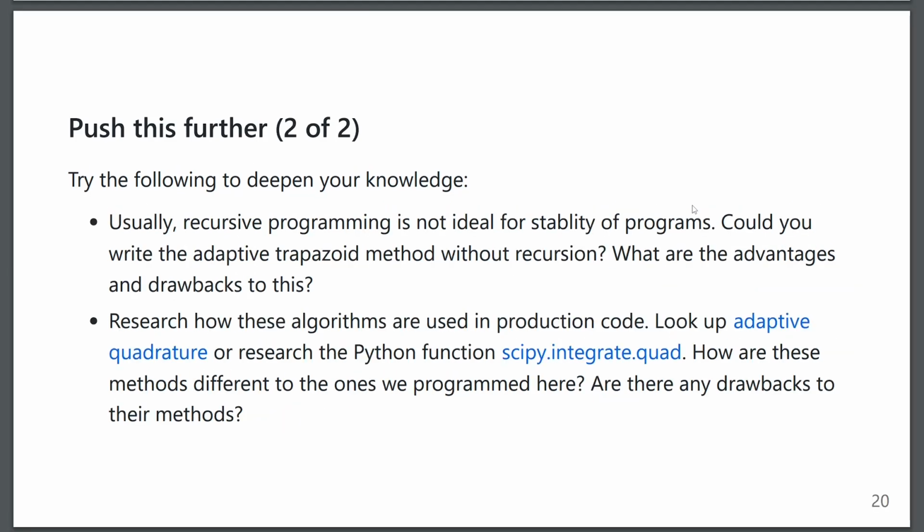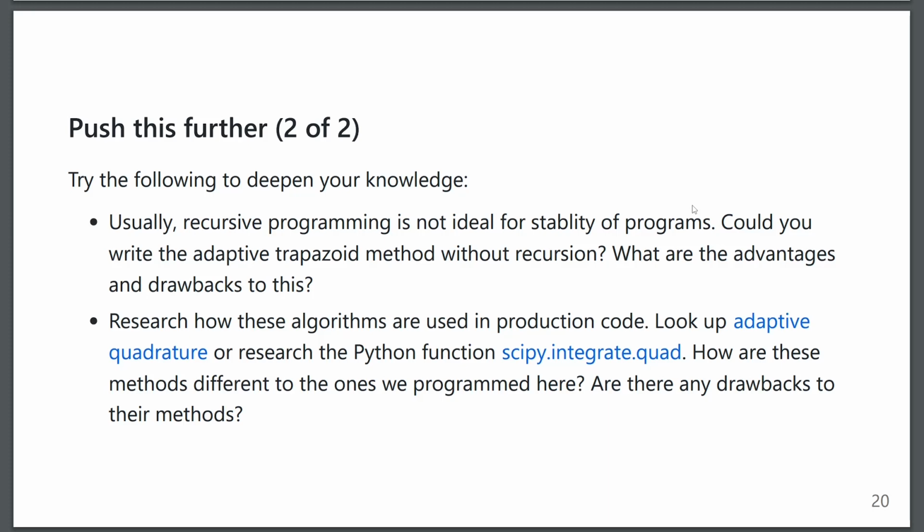And then two more things. The thing about recursive programming is it's usually not ideal for the stability of programs. You can reach what's called the recursion depth, where you use too much memory because you have to make more versions of the function as you go down in the depth of the recursion. So see if you can write the adaptive trapezoid method without recursion. Are there advantages or drawbacks to this? See how that works.